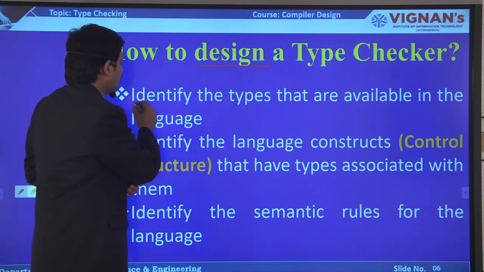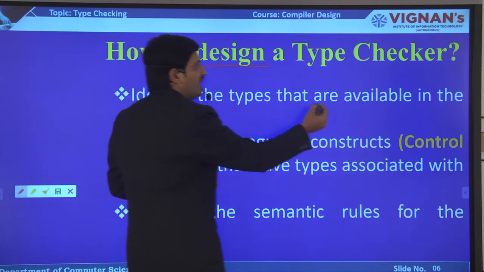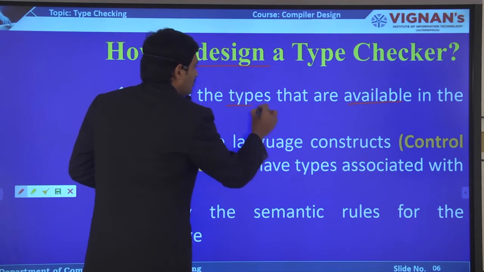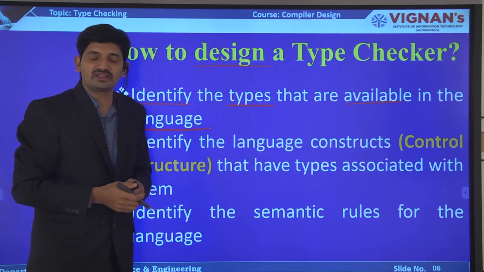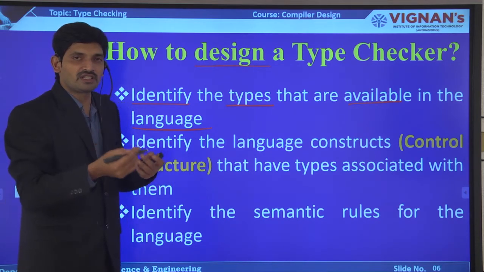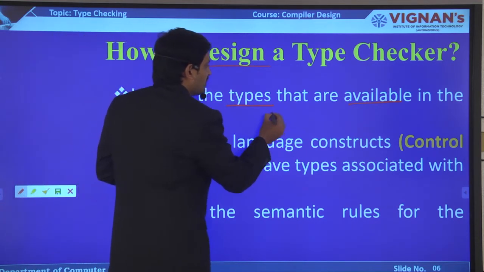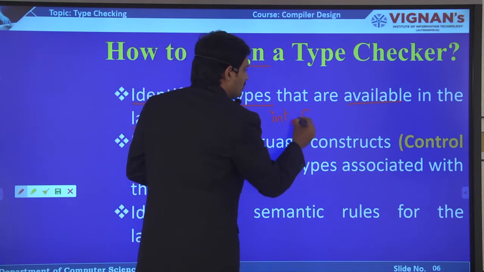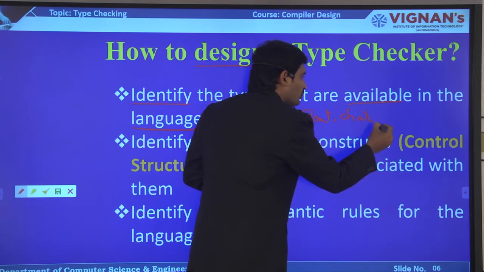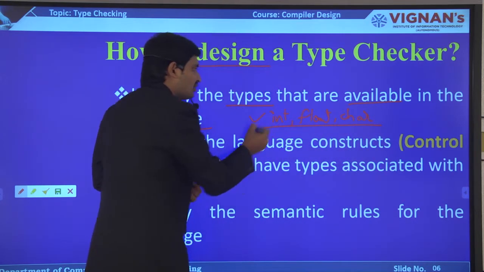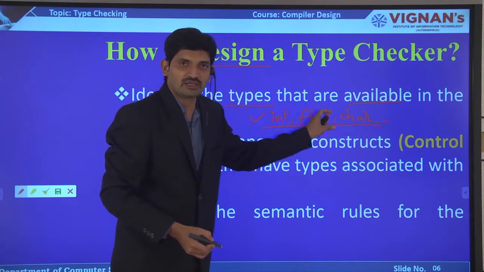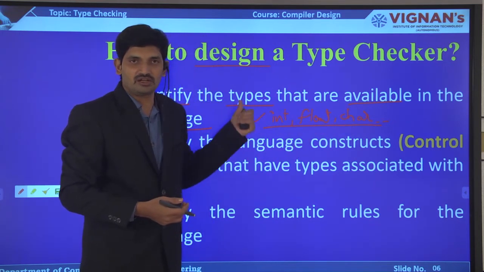The first step is that we have to identify all the available types in the given language. That means what are the various data types available in the given language. For example, in the C language we can use int, float, char, like this. So before designing a type checker for the C language, I need knowledge of what the various data types existing in that particular C language are.